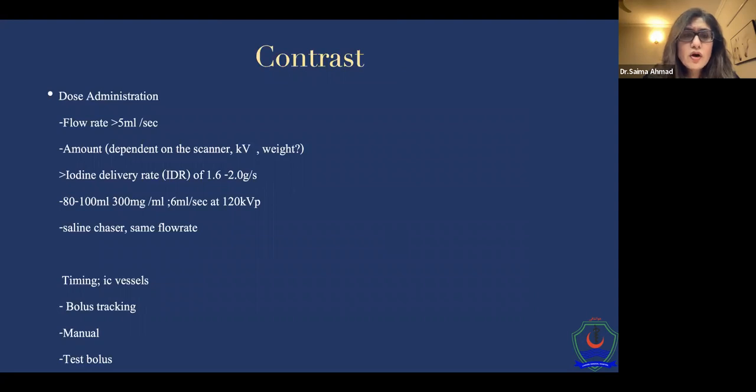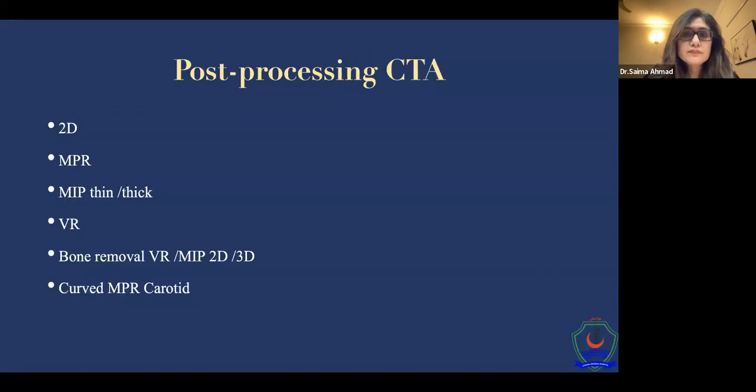So this is about the contrast, how you change the contrast here, how much flow rate, and the quantity of the contrast which you are going to use. Then the post-processing of the CTA. Whatever we are doing in acute stroke imaging, we should be very fast. We should not waste our time.